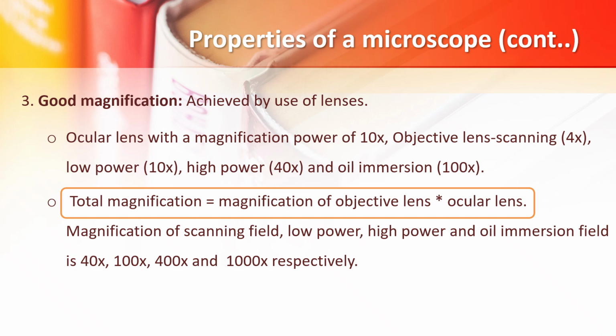Magnification is achieved by using lenses. The ocular lens has a magnification power of 10x. The objective lenses are: scanning 4x, low power 10x, high power 40x, and oil immersion 100x. Total magnification is calculated as the magnification of the objective lens times the ocular lens. The magnification of the scanning field, low power, high power and oil immersion field is 40x, 100x, 400x and 1000x respectively. These are the properties of a microscope.